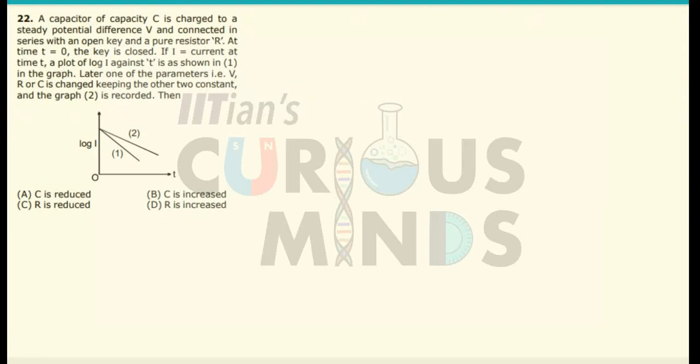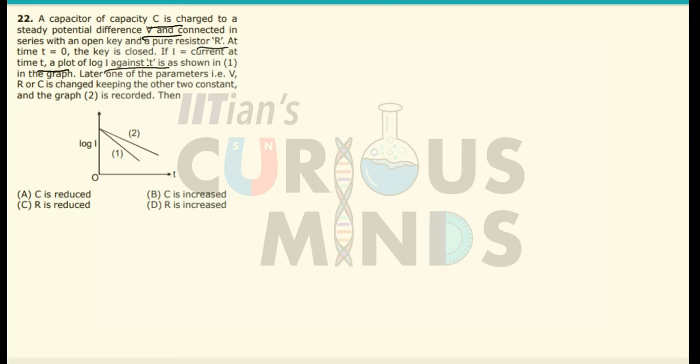A capacitor of capacity C is charged to a steady potential V and connected in series with an open key and a resistor R. At time t = 0, the key is closed. If I is the current at time t, a plot of I against t is as shown, and log I against t is as shown in the figure.